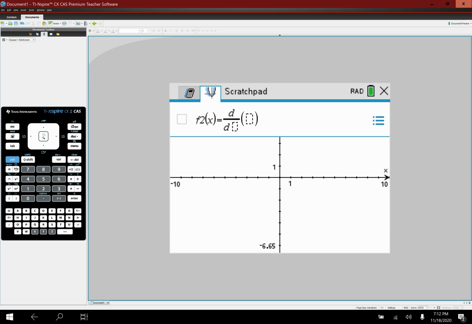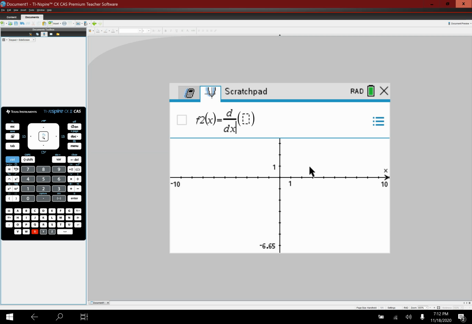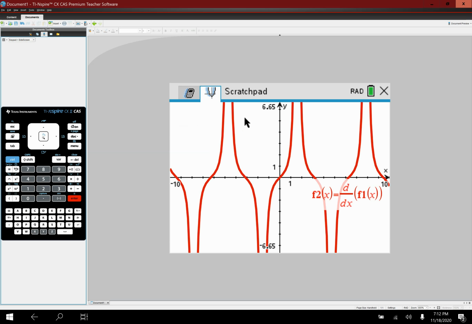If you're on the 84, you're in the y equals, and you just do math, and then 8, which is n derivative. And then we're going to do d dx of what? Well, that's easy. The of what here is f1 of x. So f, 1 of x. Cool. Graph the derivative of whatever is in f1 of x. Enter, and there's my derivative.